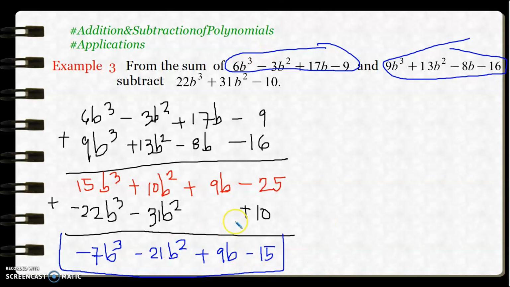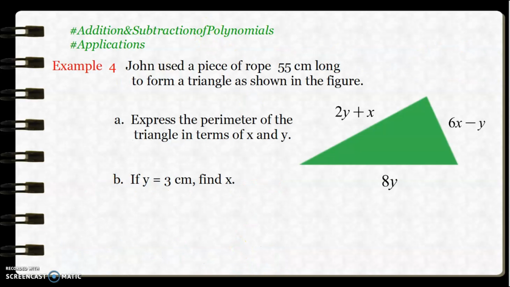Okay, so I hope you're getting this one, huh? So you have to do it step by step. First, we add, then we subtract. We automatically change the sign of the subtrahend, which is our third polynomial. Then we add again. We get the final answer. Okay, let's proceed to example 4.